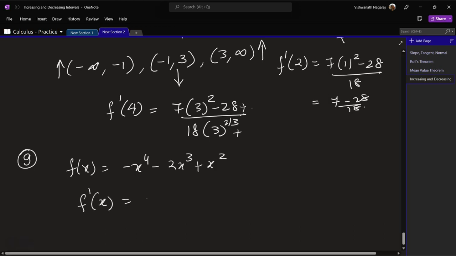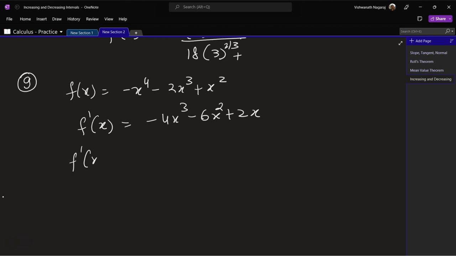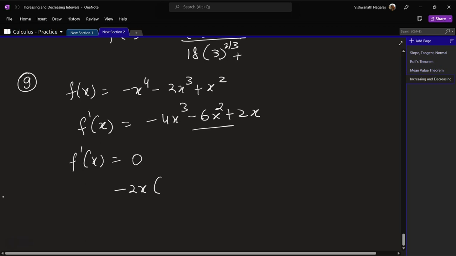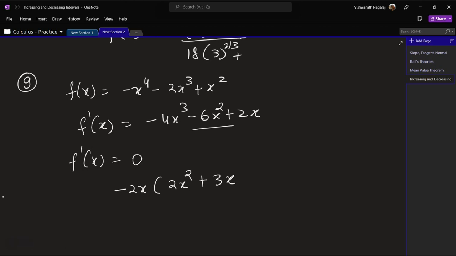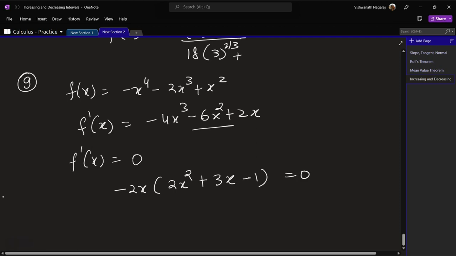F prime of x would be minus 4x cube minus 6x plus 2x square. Okay, now let's equate it to 0. So f prime of x equal to 0 means basically this will be equal to 0. So let's factorize this now itself. Minus 2x, let's take common out. We get 2x square plus 3x minus 1 equal to 0.